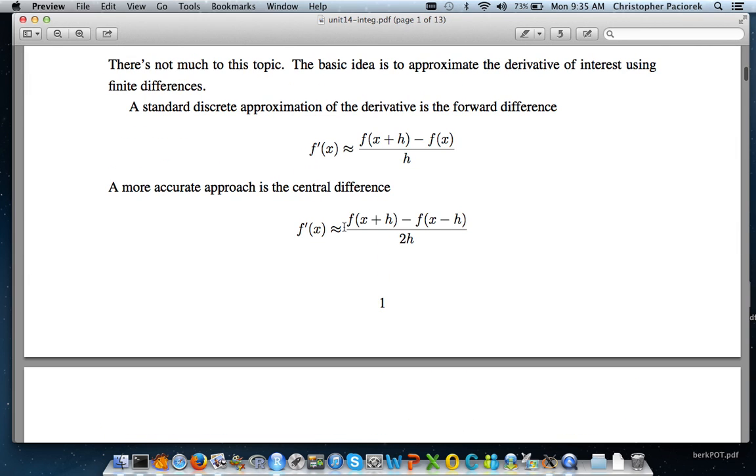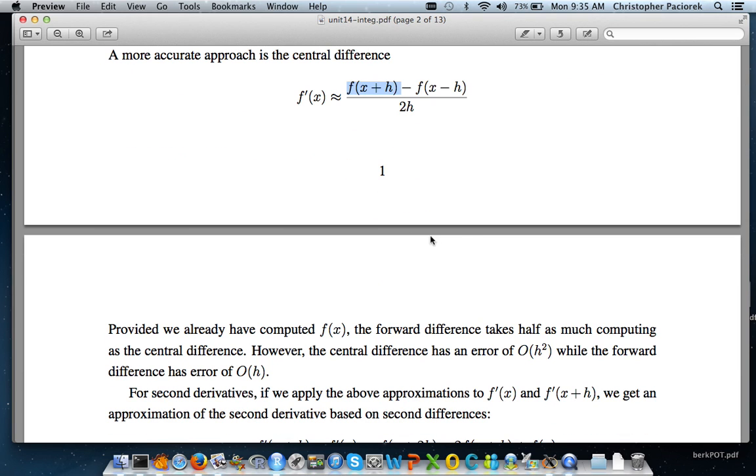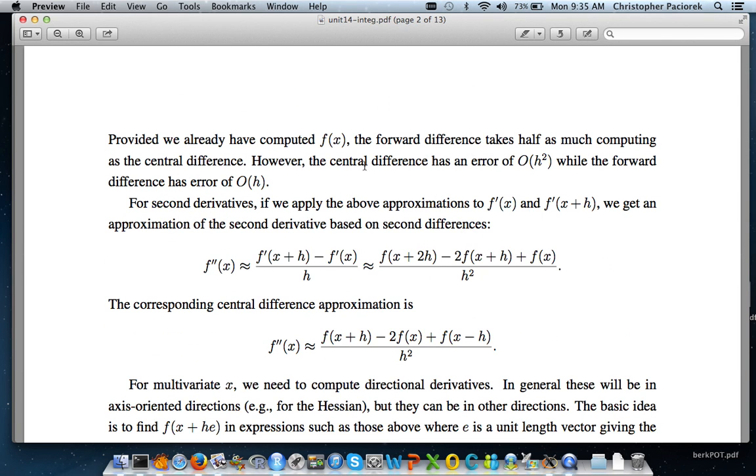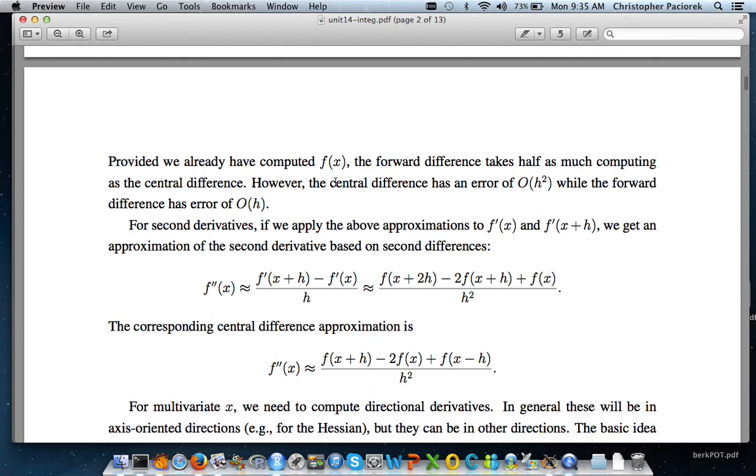One downside to doing this is oftentimes we'll have already calculated f of x in the process of doing whatever our calculations are, and so the forward difference would require only one more calculation of the function, whereas the central difference would require 2 calculations of the function. So sometimes that might be something to consider. But you can work out basically that the order of the error in the forward difference is order of h, and the order of the error in the central difference is order of h squared. And this is a case where h is going to be small, so smaller than 1, so we want higher powers of h in terms of our estimate of what the order of magnitude of the error is.